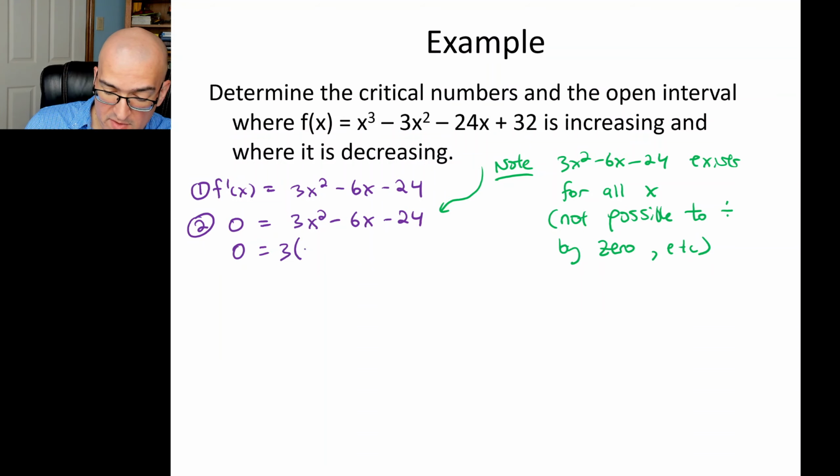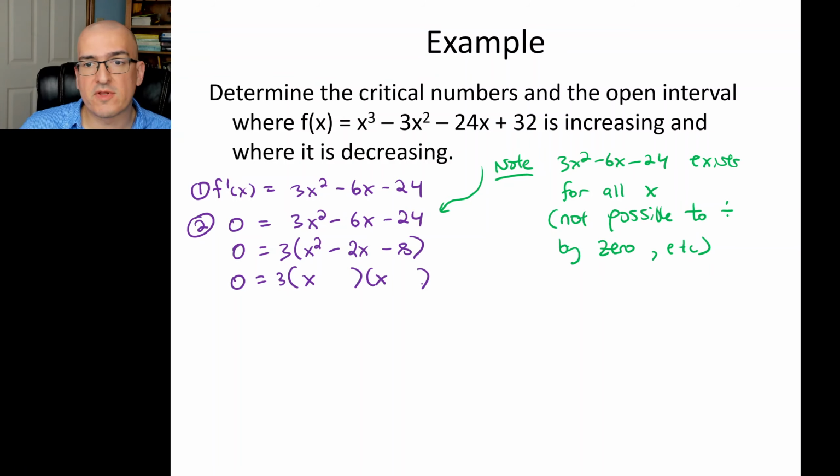Well, let's start by common factoring. I'm going to common factor 3 out. x squared minus 2x minus 8. Now that's a quadratic. I'm going to factor it using the product and sum method. I want a multiplication of 2 mystery numbers to give -8 and an addition of the mystery numbers to give -2. And what will work is -4 and +2. That means we get 2 solutions.